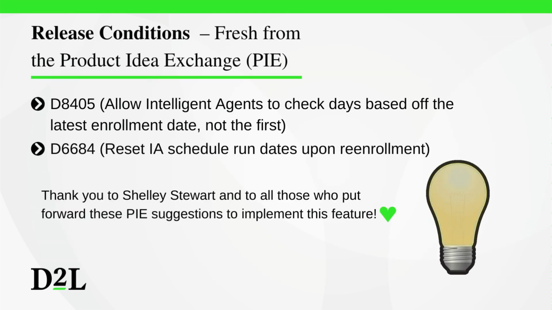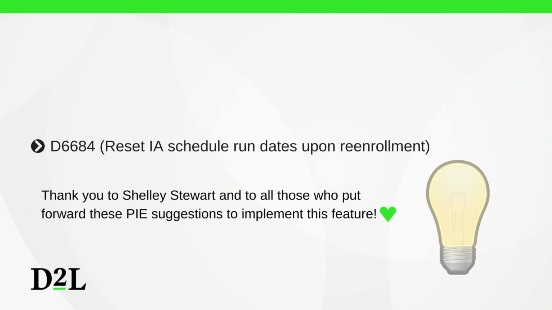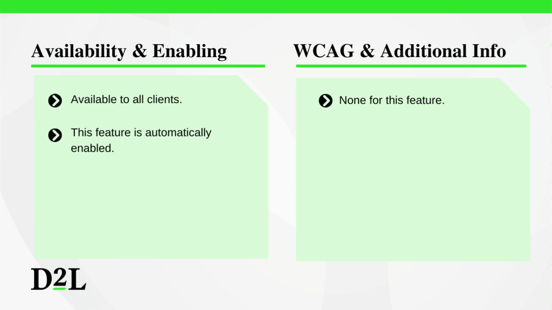The Release Conditions feature implements the following PI items: D8405, allow intelligent agents to check days based off the latest enrollment date, not the first; and D6684, reset intelligent agent schedule run dates upon re-enrollment. Thank you to Shelley Stewart and to all those who put forward these PI suggestions to implement this feature. The Release Conditions feature is available to all clients and is automatically enabled.